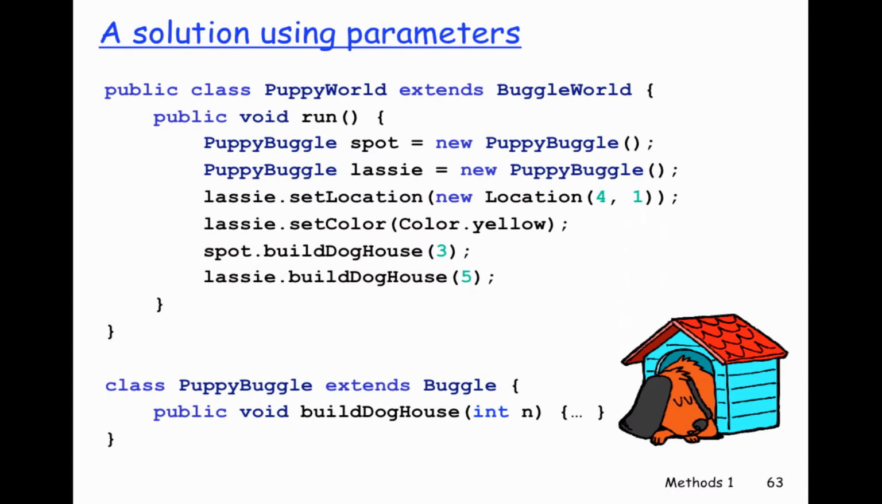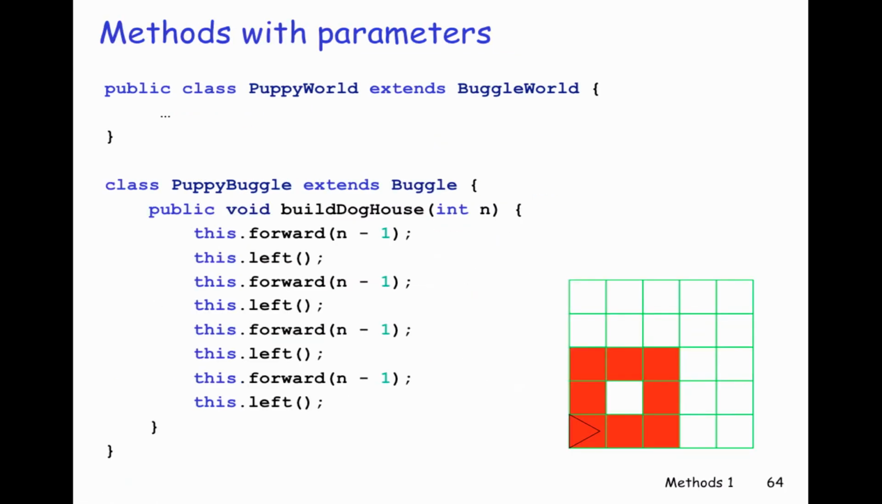And so we can imagine instead that we have a parameterized method here. And here we're looking again at the invocation side, when we're using the method. And in this case, we would like the method to be abstracted over the side length of the doghouse. So the first time when Spot builds a doghouse, it builds a doghouse of side length 3. And when Lassie builds the doghouse, it builds a doghouse of side length 5. Well, how can we achieve that in Java?